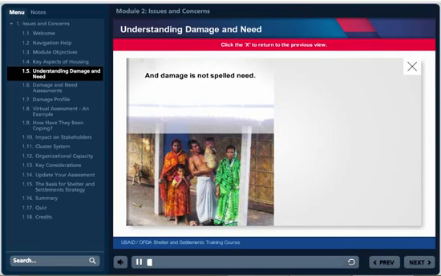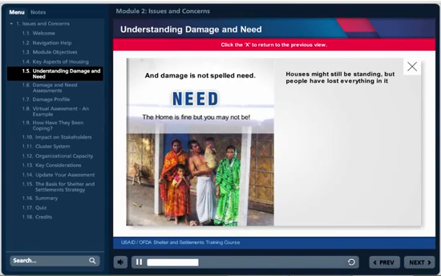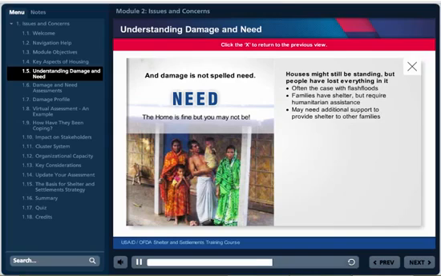And damage is not spelled as need. It is also important to look beyond the damage to see the real humanitarian need on the ground. For some families, their houses might still be standing, but they have lost everything in it, which is often the case with flash floods. These families may still have shelter, but they will likely still require humanitarian assistance. In addition, they may have taken in 2 or 3 other families whose houses have collapsed. They may need additional support to provide shelter to these families.